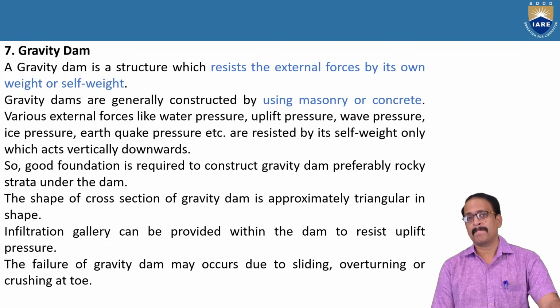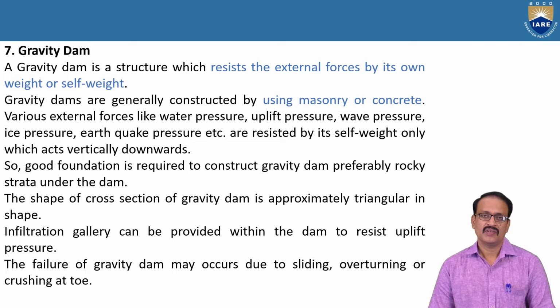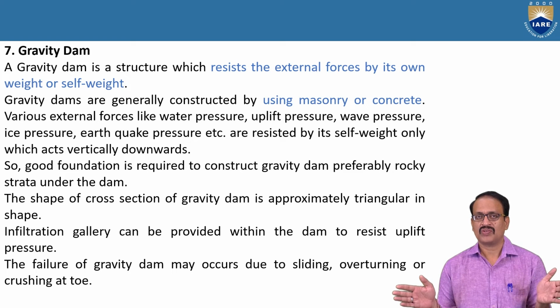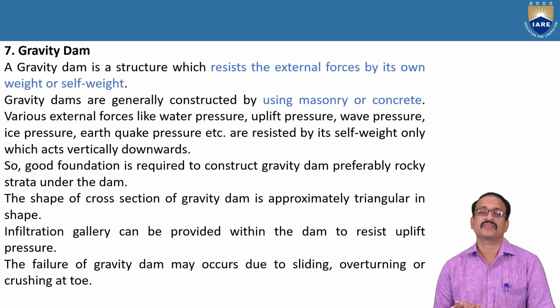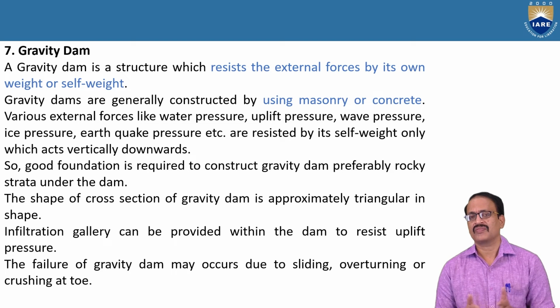Only with the strength of that construction, not any other supports, no mountain supports, none of the supports. Just with the construction, it is going to stop the force of the water. So a gravity dam is a structure which resists the external forces by its own weight or self-weight, with no other support.